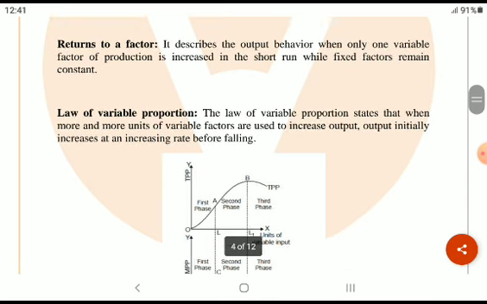Next is returns to a factor. It describes the output behavior when only one variable factor of production is increased in the short run while fixed factors remain constant.